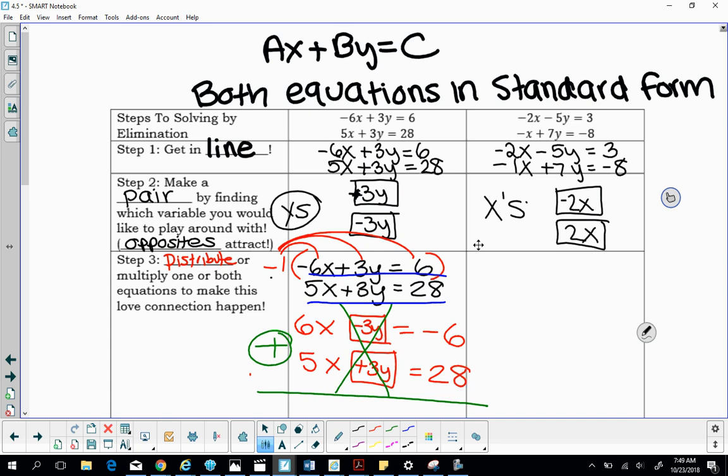If you wanted to do the y's, for a brain bug, who can raise their hand and tell me what is the smallest number 5 and 7 could go into? What did you say? 35. So 35, you would have positive and negative 35. You would have to multiply something to both of them.